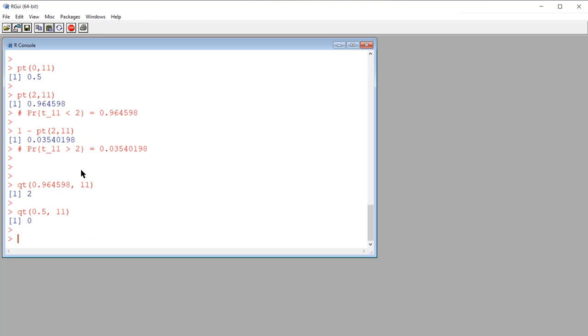Now, generally, we are going to use the QT function in the context of confidence intervals in the near future. With hypothesis testing, we generally consider right-tailed areas. So just a moment ago, this 0.96 that I entered into the QT function, that was the area to the left of the t-value of 2. Now, what if I wanted to consider an area in the right tail? For instance, I'm going to input this wrong at first. What if I wanted 0.05 in the right tail of the t distribution with 11 degrees of freedom, and I want to find the corresponding t value?